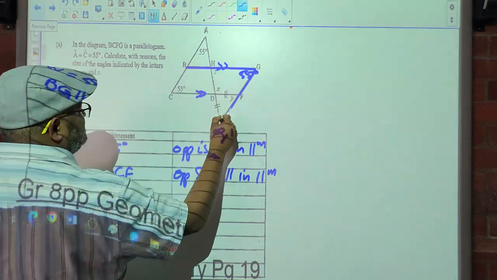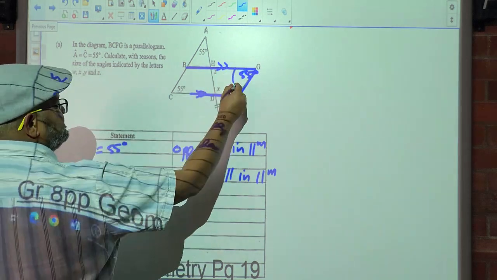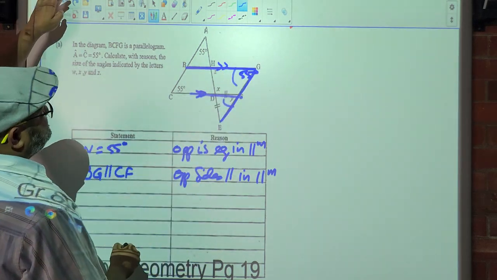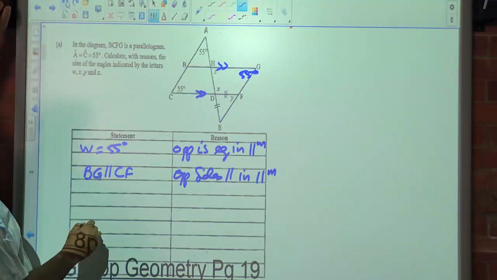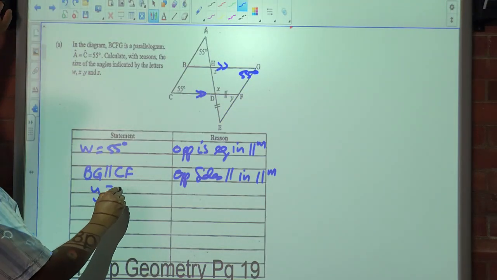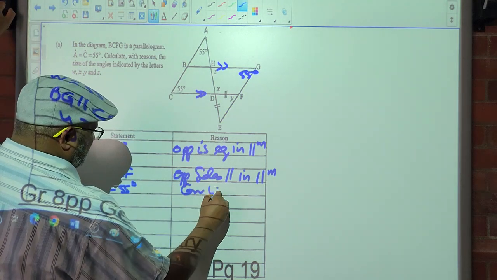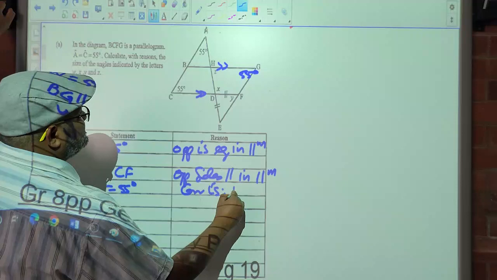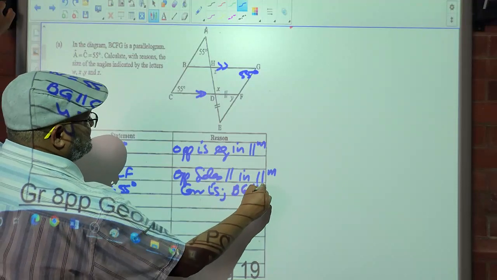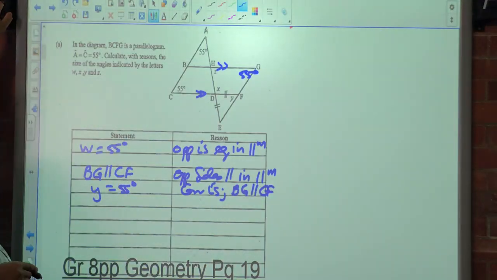Now that comes into play here. You see that, people? So now we say Y is equal to 55 degrees. Why? Corresponding angles with BG being parallel to CF, this 55.